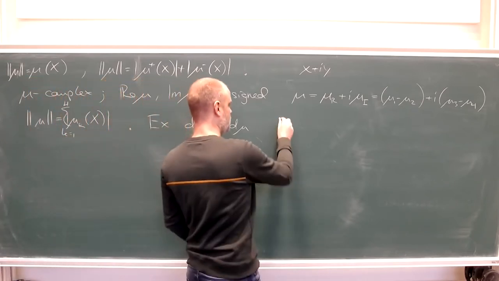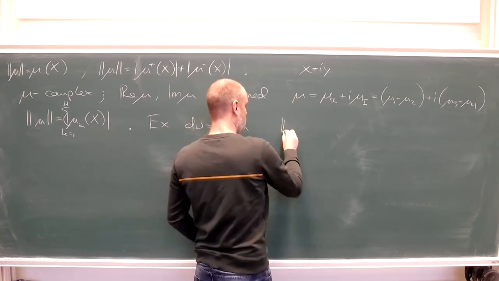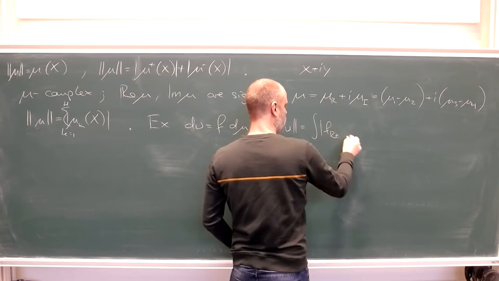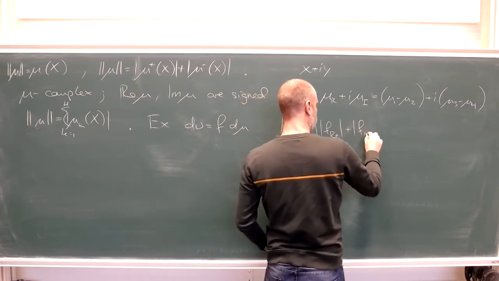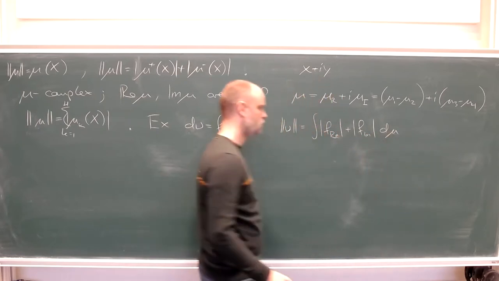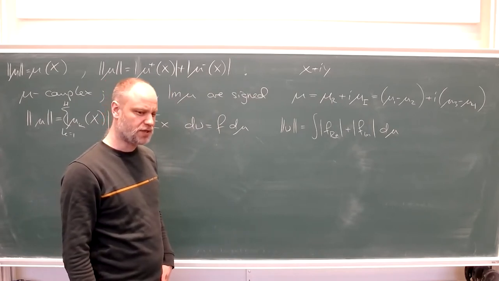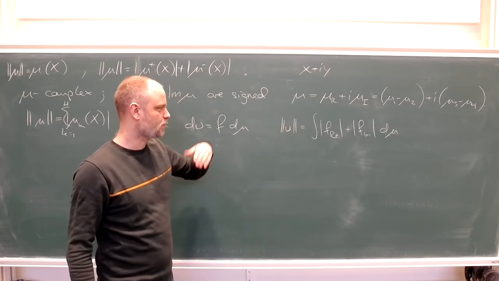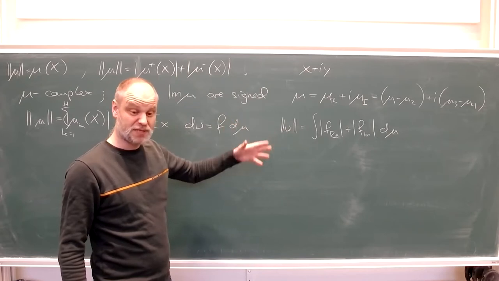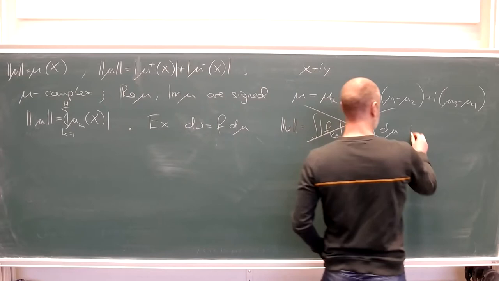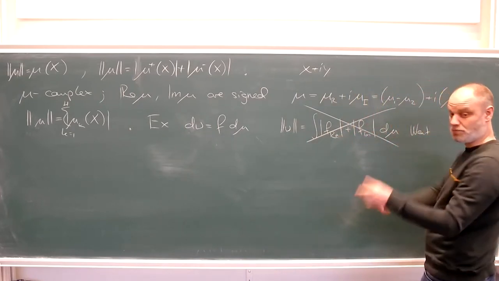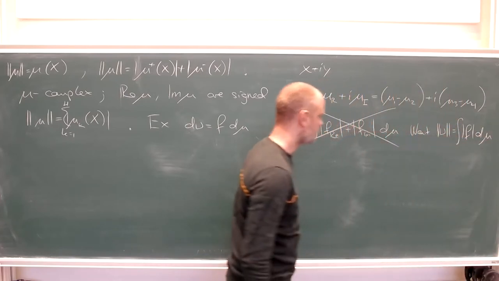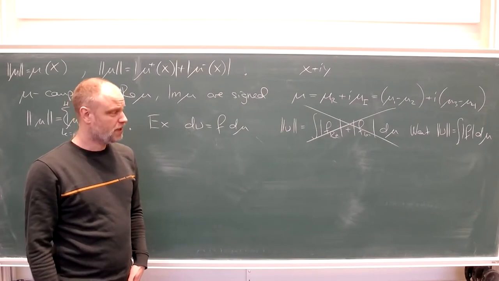In that case, if I had this formula, I would say that the norm of mu is equal to the integral of the real part of f plus the integral of the imaginary part of f, times the measure. And that just doesn't look very nice, does it? Wouldn't it be better if this norm that we're going to introduce on the space of measures somehow was the same as the L1 norm? So instead of putting a modulus on the real and imaginary parts, we would like to just put the modulus on f and integrate against the measure. And this is what we're going to achieve.